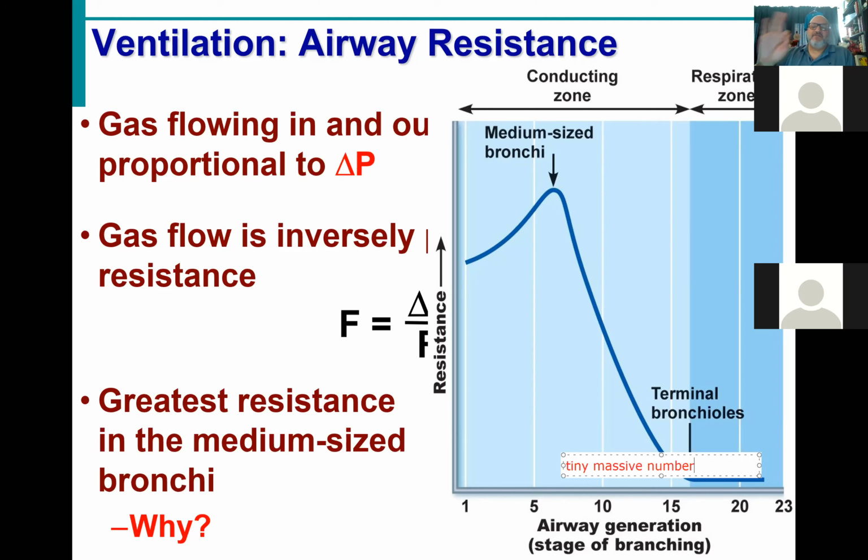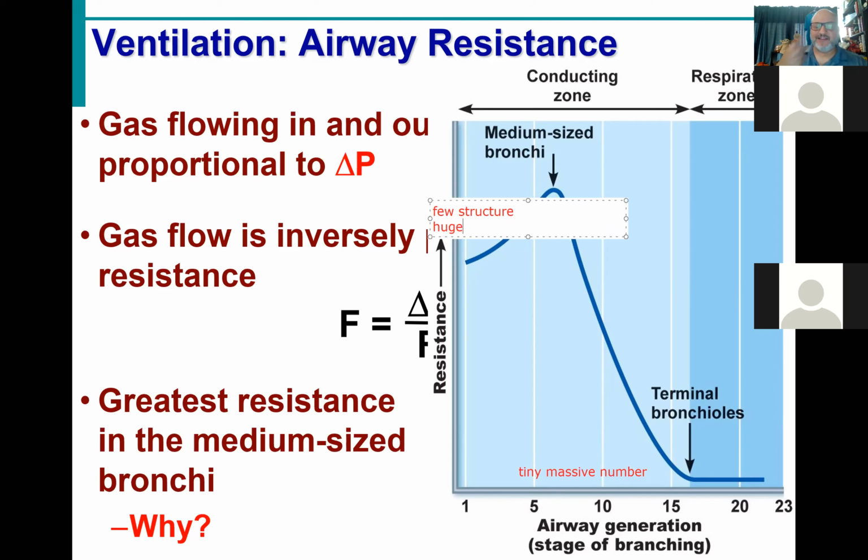So while each individual one may have a high resistance, when you have a million of them, there's almost no resistance to them at all. Those tiny bronchioles are very, very numerous, a massive number of them. As a result, the resistance is very, very low. Conversely, here we have a relatively low resistance because we only have a few branches, but they're huge structures, like the nasal cavity, like the larynx.